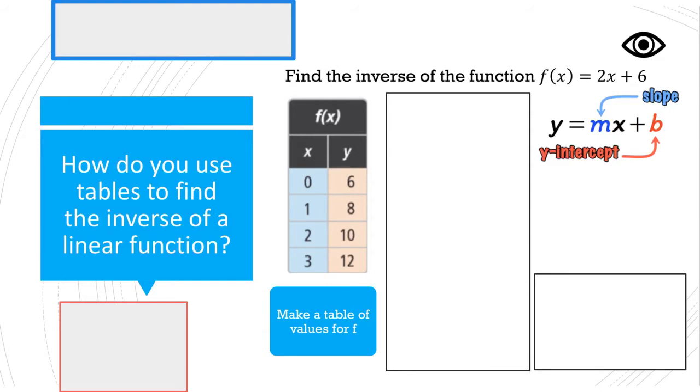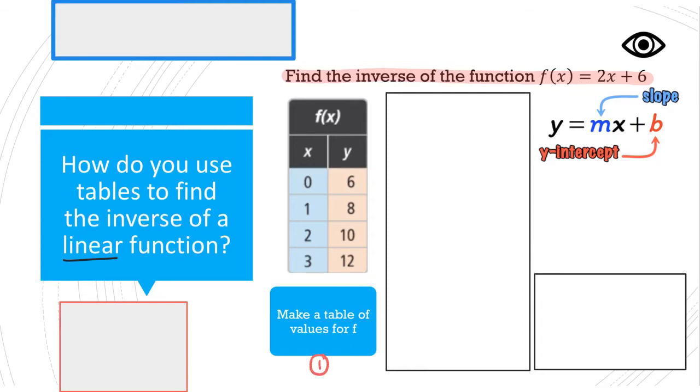So first off, we have the question that says, how do you use a table to find the inverse of a linear function? Linear meaning it's a line. So up here, I have so many boxes, it's kind of hard to see, but find the inverse of this function, f of x equals 2x plus 6. We are going to use a table of values in order to do that. So step one is to actually make a table of values.